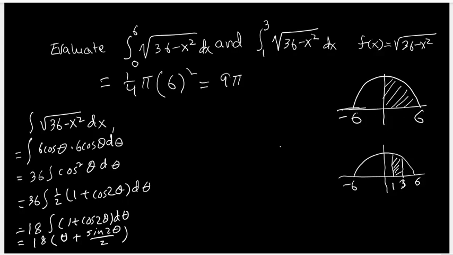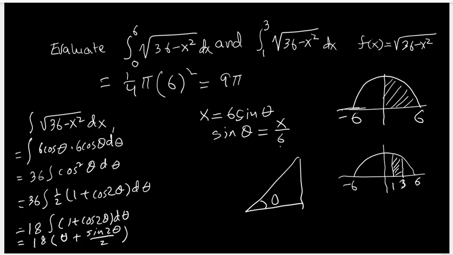As you remember, x equals 6 sine theta, so sine theta will be x over 6. Now look at the right triangle. When you have a theta, this side is x and the hypotenuse is 6. So this side must be the square root of 36 minus x squared. So from here we can say cosine theta equals adjacent over hypotenuse, which is the square root of 36 minus x squared over 6. We'll plug all these values in now.